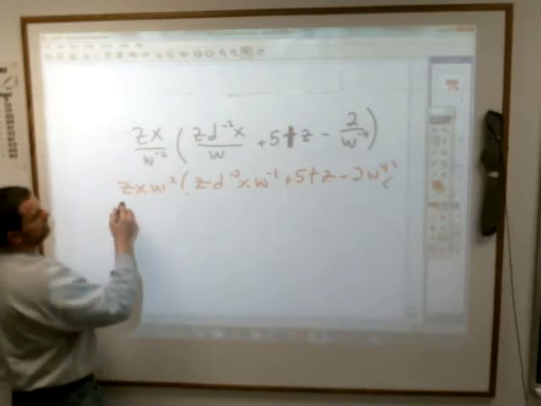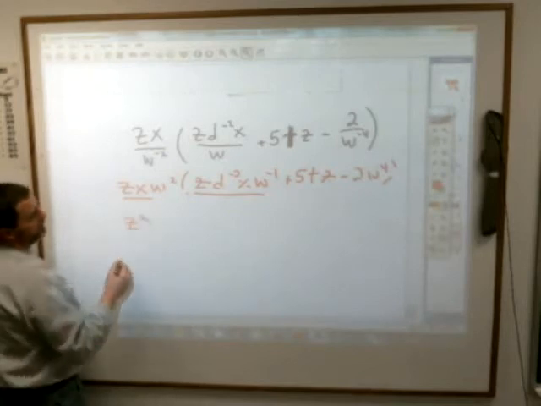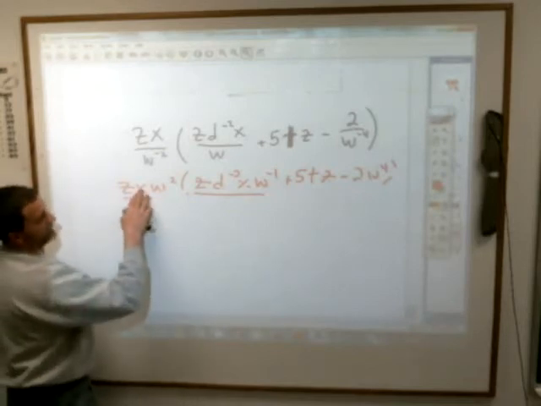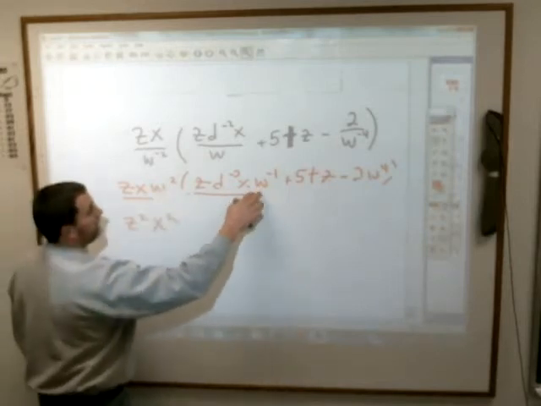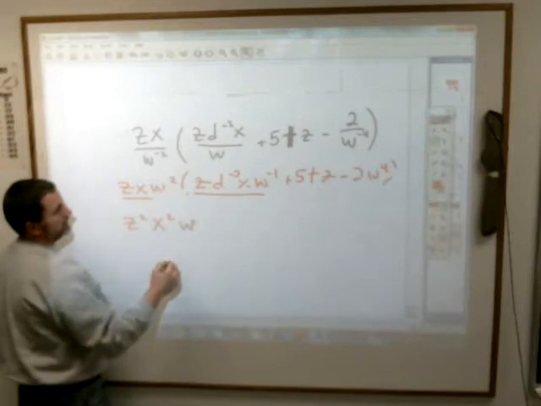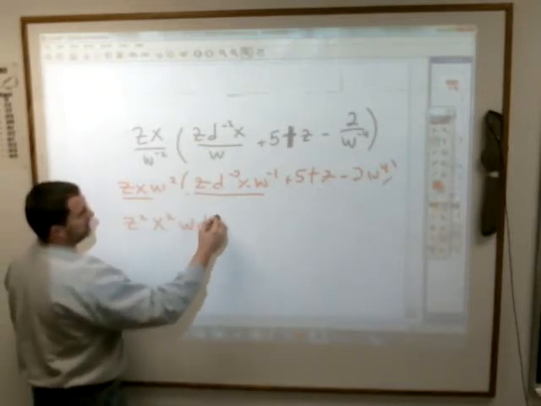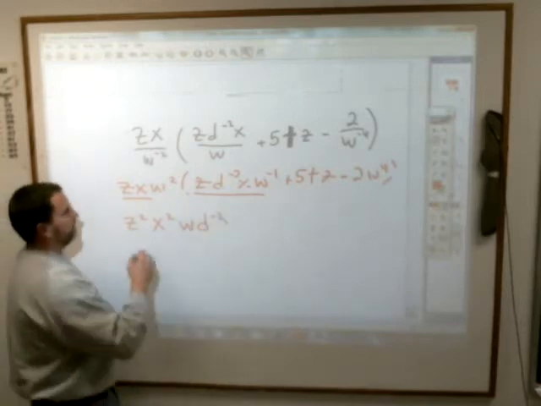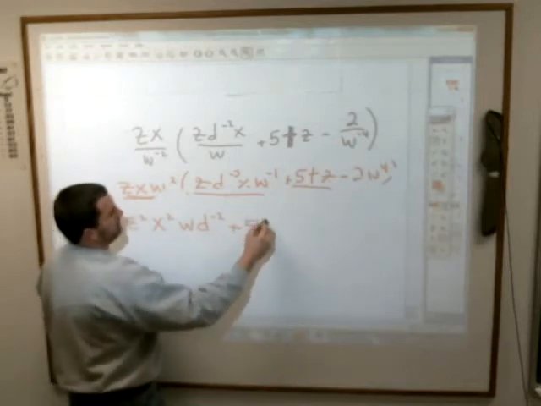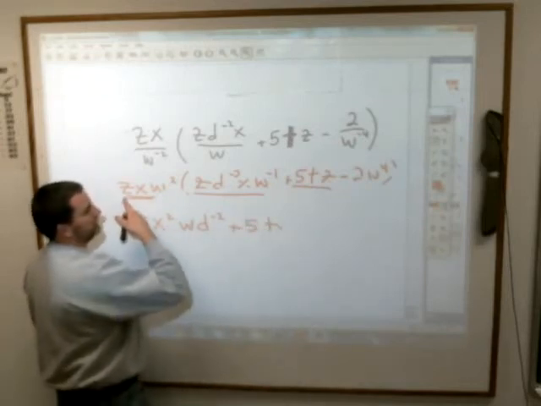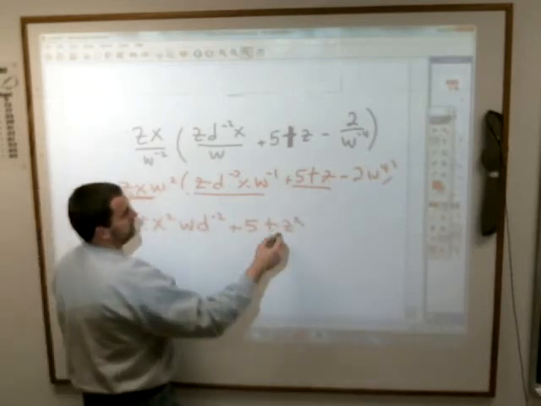Now combining first terms, z times z is z squared. x times x, x squared. w squared times w minus 1, w, and d to the negative second. That's the first term you get. Multiplying this times the second one, you get a 5. There's no t's over there. You have a z squared. And don't forget you still have to tack on the xw squared.